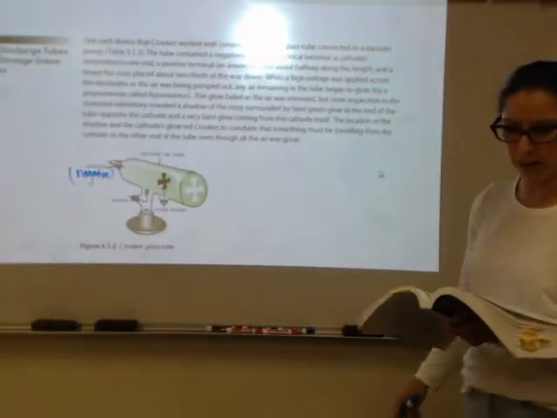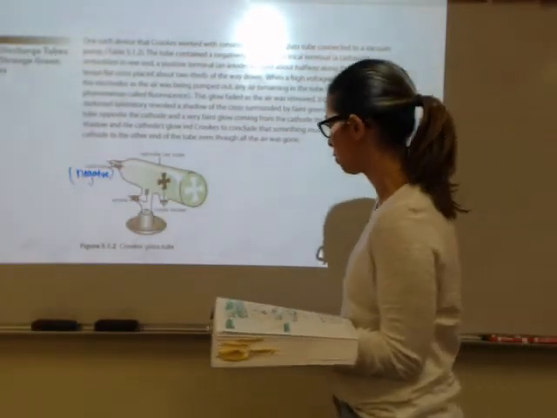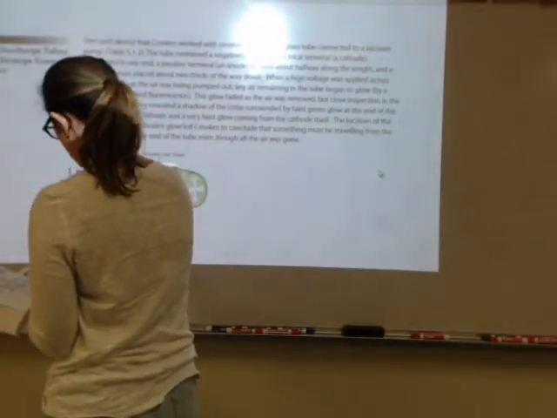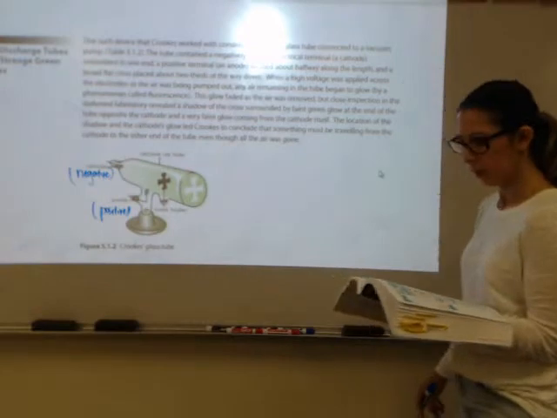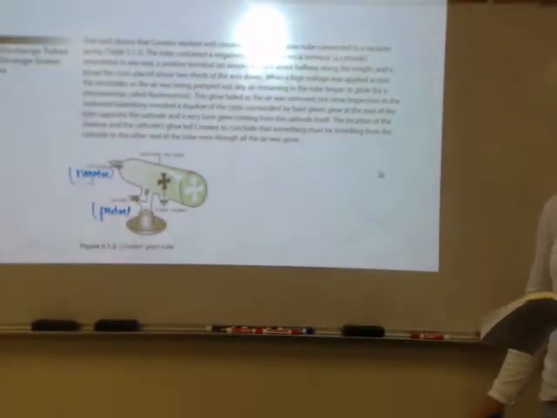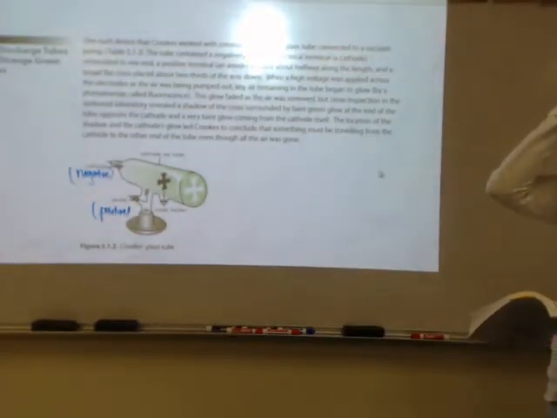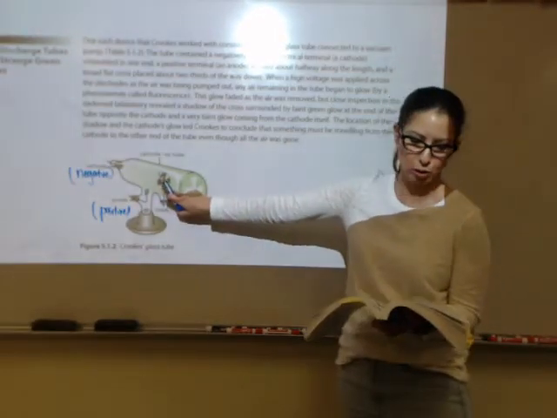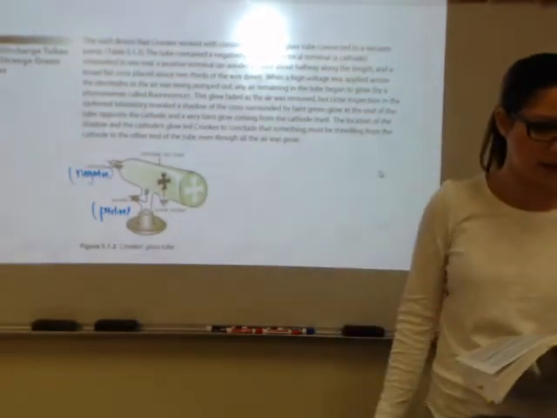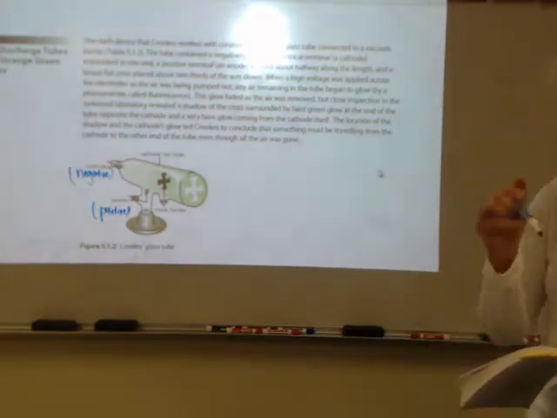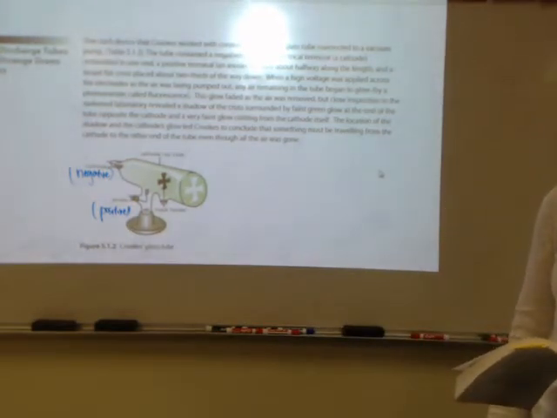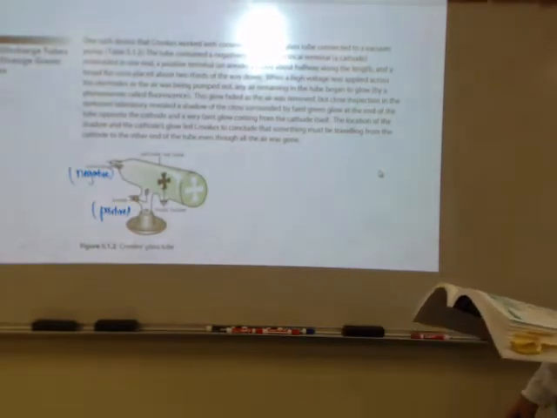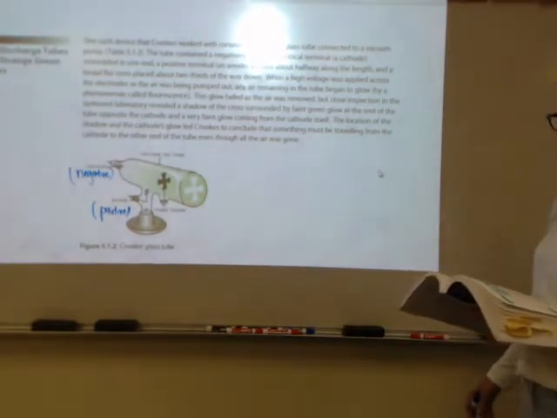And they have a positive terminal known as the anode down here. About halfway along the length of the tube. And then there's a broad flat cross that was placed about 2/3 of the way down. And when you apply electricity across the electrodes as the air is being pumped out of the tube, any air that's remaining in the tube starts to glow.